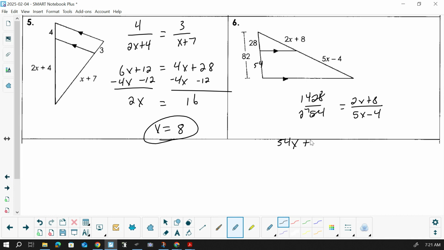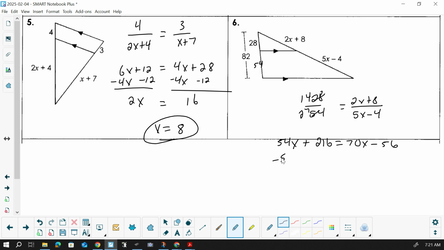54x plus 8 times 27, 216. And then cross multiply this way, 14 times 5 is 70, so it'd be 70x. And then 14 times 4 is 56, so minus 56.